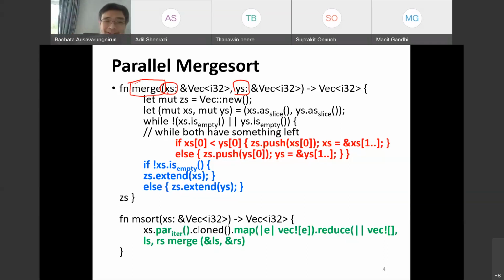Yes, it takes the left array called xs, and takes the other array called ys. By the way, I'm going to call this a vector. Think of a vector as an array. You merge them into cs, which is your result, a bigger array, right? Merge the two arrays, right?